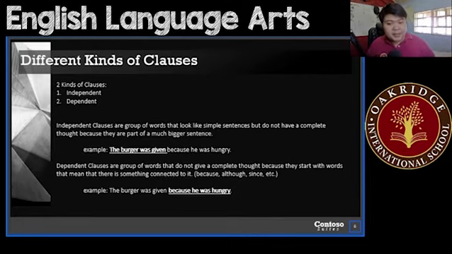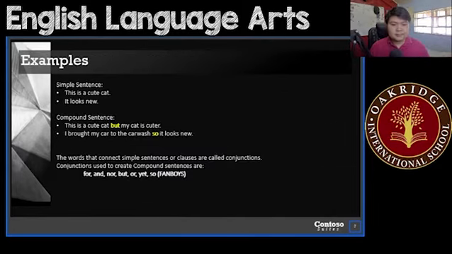He is your subject, and was is your predicate. He was hungry. But then you have the word because. And when you have the word because, it's like there's something connected to it. It's like it's a part of something much bigger. That is a dependent clause.